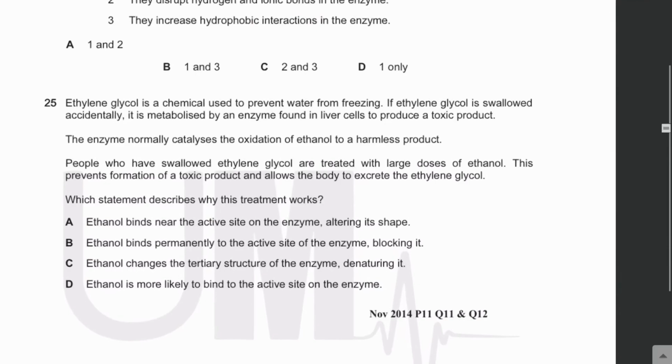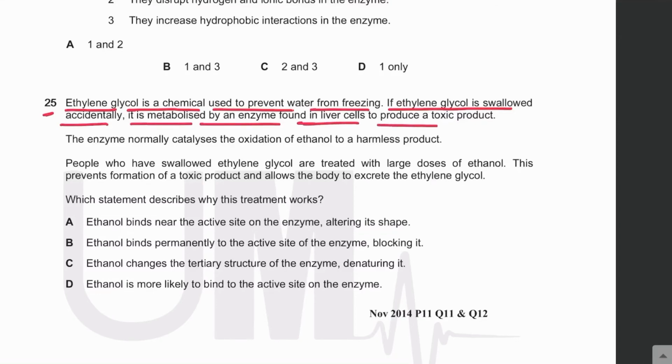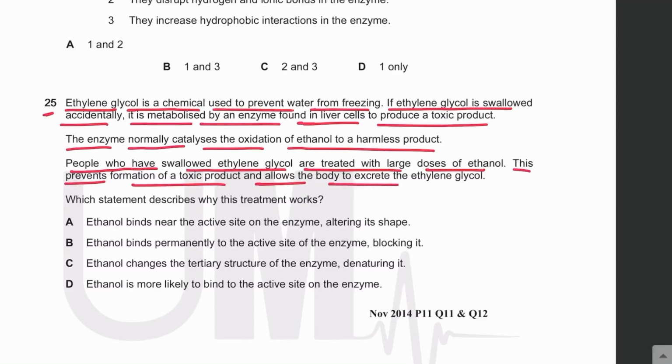Let's move on to MCQ number 25. Ethylene glycol is a chemical used to prevent water from freezing. If ethylene glycol is swallowed accidentally, it is metabolized by an enzyme found in the liver cells to produce a toxic product. The enzyme normally catalyzes the oxidation of ethanol to a harmless product. So guys, the same enzyme can metabolize the ethylene glycol to a toxic product. People who have swallowed ethylene glycol are treated with large doses of ethanol. This prevents formation of a toxic product and allows the body to excrete the ethylene glycol.